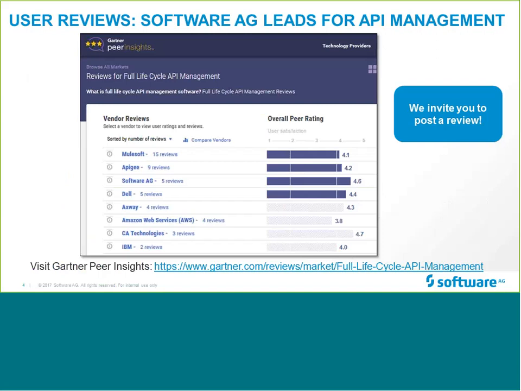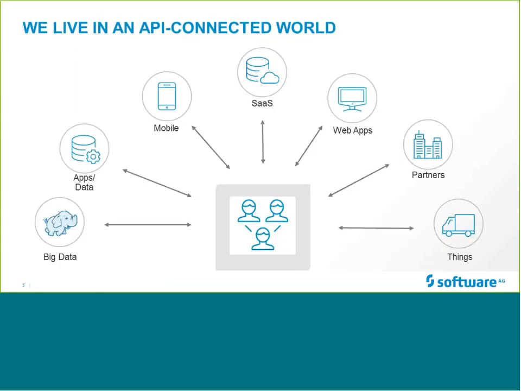But don't just take our word for it. If you want to find out what some of our customers have to say about Software AG and our technology, in particular our API management products, you should check out Gartner's Peer Insights site. It's available to anybody, whether you're a Gartner customer or not. You can just log in to gartner.com/reviews, and you can see how our customers have ranked us. You can see that our customers are pretty happy with Software AG's technologies. And if you're a customer and you'd like to post a review, we welcome you to do so.